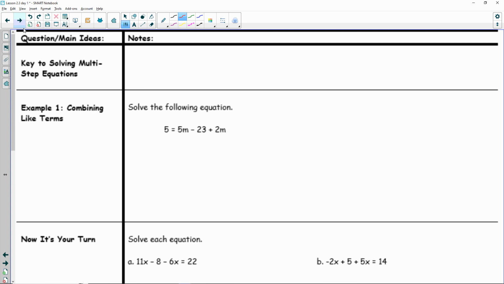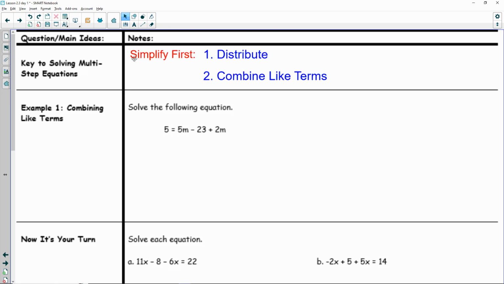Now we're going to look at solving multi-step problems. Those are problems that involve more than 2 steps. It could be 3 steps, it could be 4 steps, or it could just be 2 steps, but it looks like a multi-step. So first, the key to solving a multi-step problem is to simplify first. So copy this down.